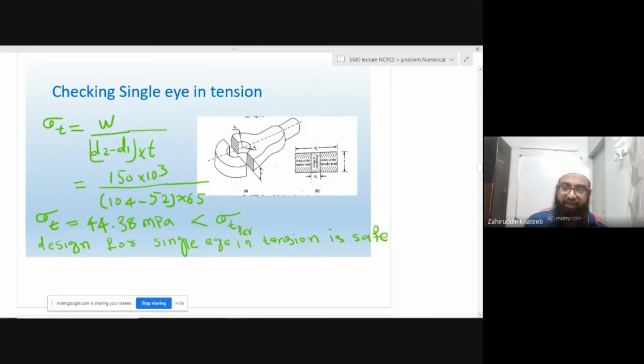The values which we have taken in the previous step, like d2 and d1. After putting these values, we are getting sigma t equal to 44.38, which is less than sigma t permissible. And sigma t permissible is how much? Sigma t permissible is 75 MPa. So I'm writing here for you, sigma t permissible is 75 MPa. You can compare the values: 44.38 is less than 75. So this design is safe for d2 and d1.